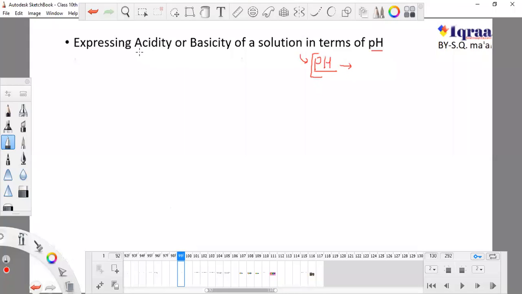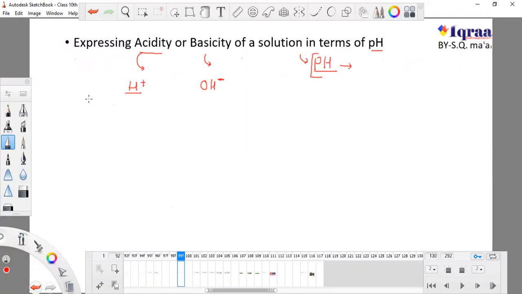So generally we know that acids are substances which can release H ions, or which pressurize water to release H ions, and bases are substances which can release OH ions, and which can pressurize water to release OH ions whenever they come in contact with water.